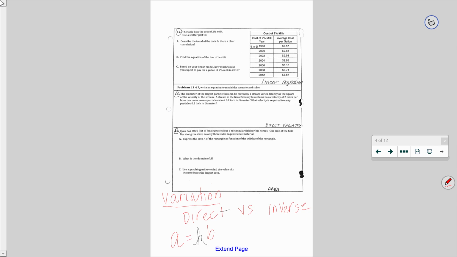Inverse variation is a problem like A equals K over B. So direct variation goes in the same level, I guess, right? So both numerator. Inverse variation would go in the denominator. So on this one, if I use this idea right here, 2 ways you could solve the problem. I like to solve it for K. So I'll say A over B is K. And I'll do each situation. So let's see what it says.